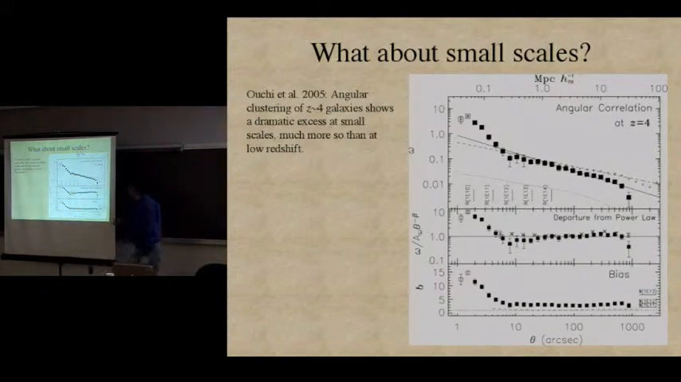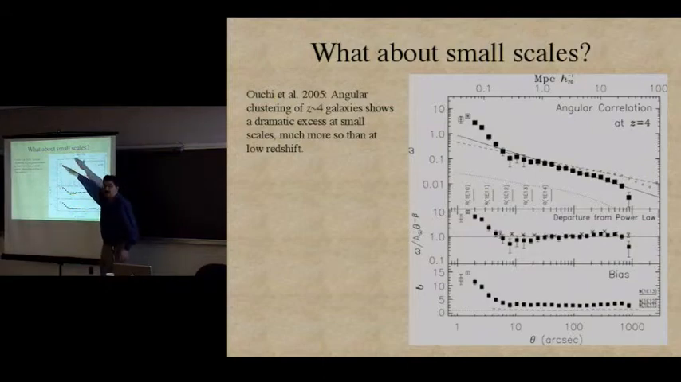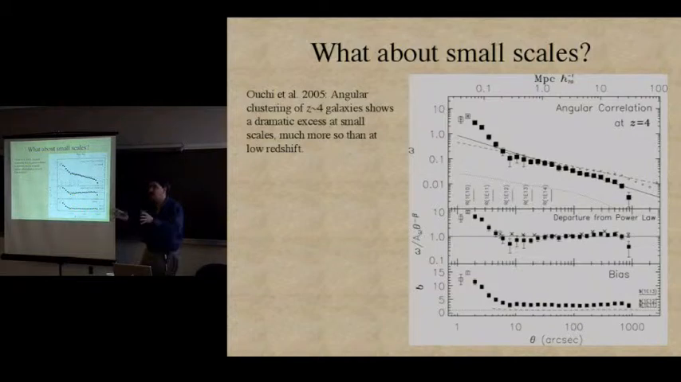So this is a particularly pretty plot from Ouchi et al., looking at the correlation function, in this case of redshift 4 galaxies, which is a beautiful power law. This is angular correlations, but you can do the same thing. Beautiful power law, and then on smaller scales, you see a deviation from the power law, and that's interpreted to be due to multiple objects within a given halo. So do quasars do the same thing?